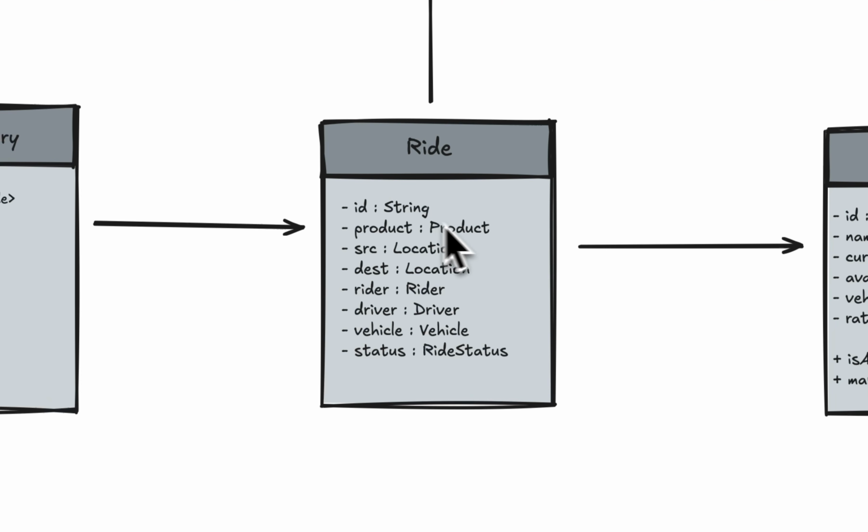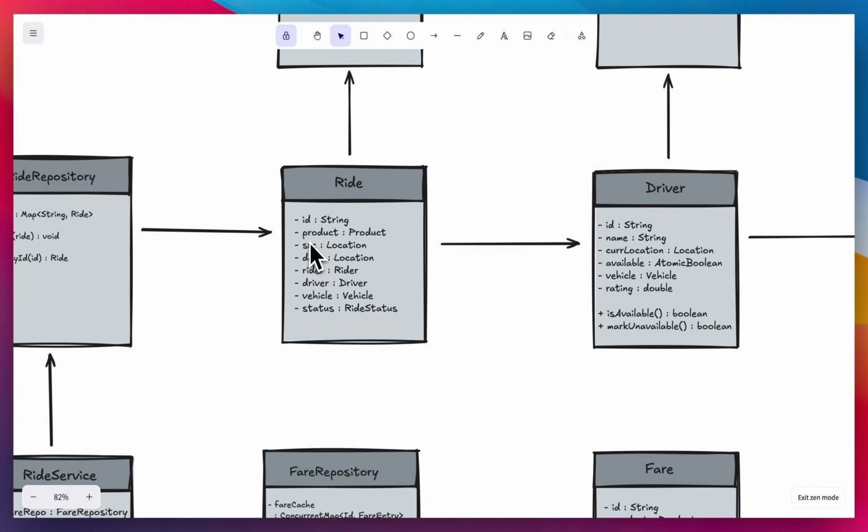So this is the ride class, and each and every ride would have the ID, the product which the user has selected, for example, Uber XL or Uber Auto, etc. The source and the destination location, the rider himself, the driver who is assigned to this ride, and the vehicle of the driver. Okay. And I already told you that there is a difference between the product and the vehicle. Vehicle is the actual vehicle owned by the driver, and product is the service which is provided by Uber. Okay. And finally, we have the status. So whether the ride is in requested state or accepted state, or you can say started or completed, right? These are the different statuses of the ride.